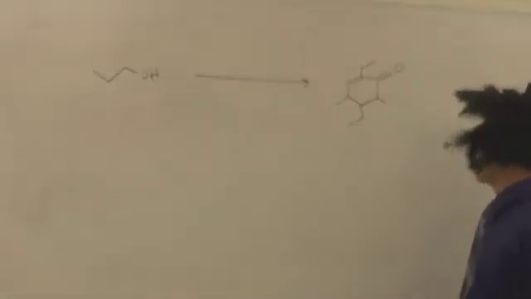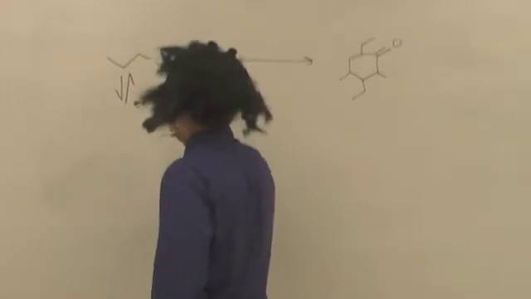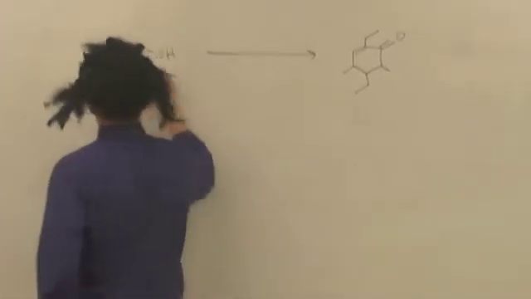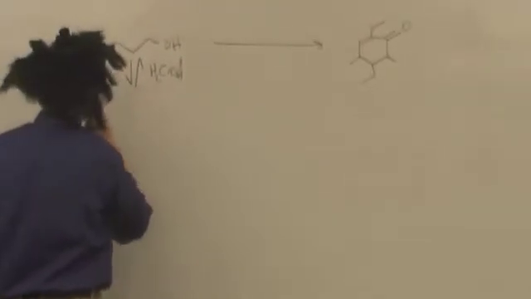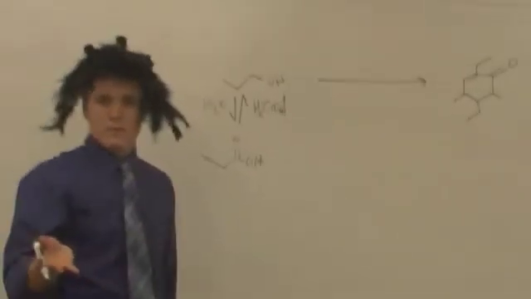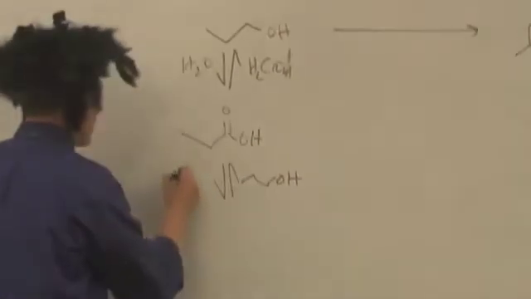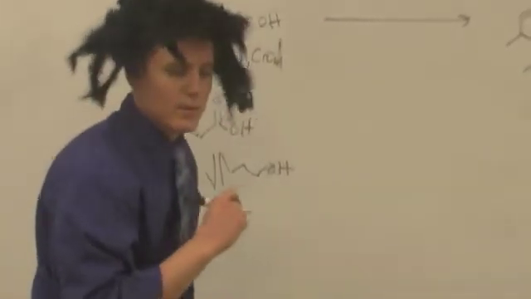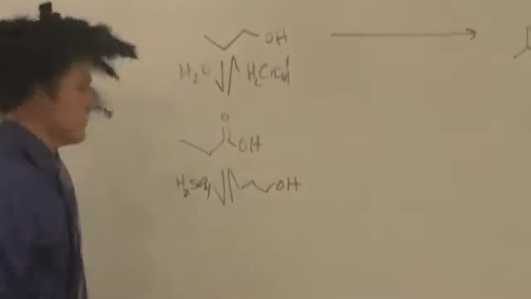Alright, so this looks a little crazy, I'm going to admit, it's a little challenging, but I'll walk you through it. If we hit this with a little bit of H2CrO4 and H2O, then what we could do is make a carboxylic acid, right? And then we could hit it with the propanol and H2SO4, and we can make the ester out of that.